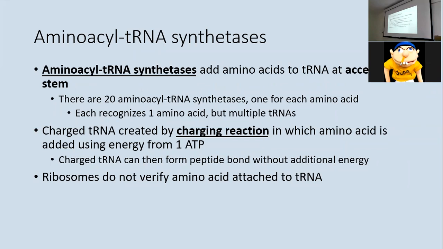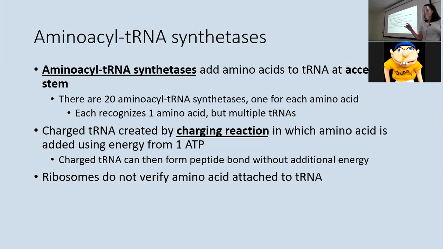All right. We're going to have to add some more enzymes as we get in here. So amino acid tRNA synthetases add amino acids to tRNA at that acceptor stem, right? So we need an enzyme to put an amino acid on the tRNA, fine. So it puts an amino acid on the tRNA. It's right there in the name. That works well enough. And there are 20 of these synthetases, one for each amino acid, right?